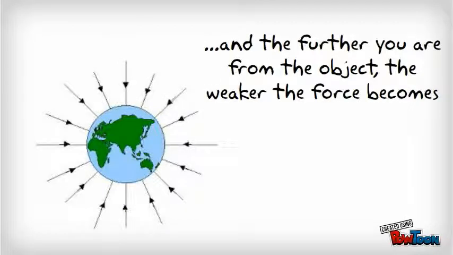You should also be able to see that the further you are from the object creating the gravitational field, the weaker the gravitational force will become, and the diagram shows this because the lines get further apart.